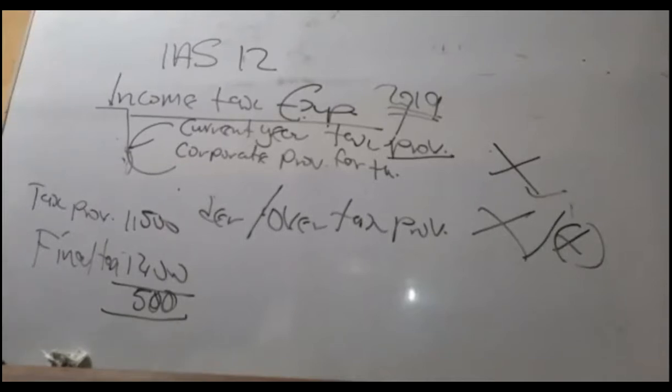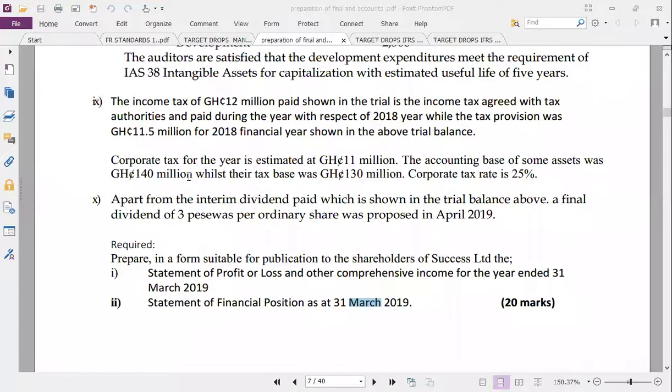Just add it to the current year tax provision, and that's the end of the game. Now let's continue reading. They said corporate tax for the year. Corporate tax, so that's what? Current year tax is estimated at 11 million. That's all. We are done.